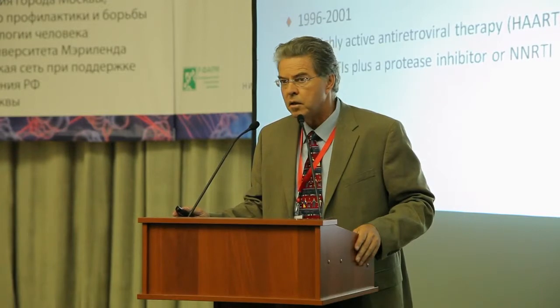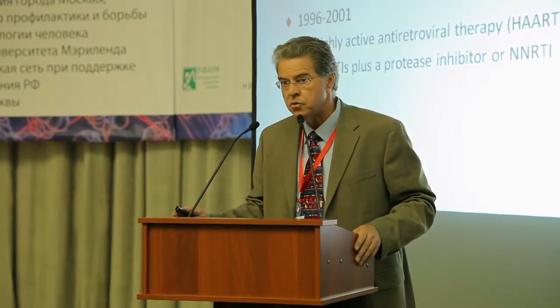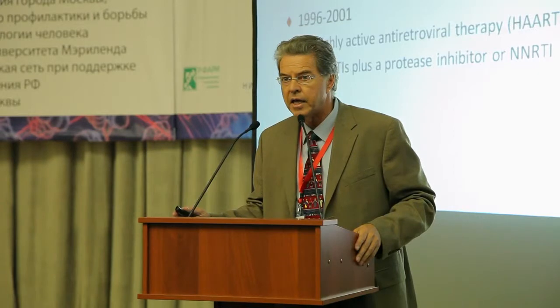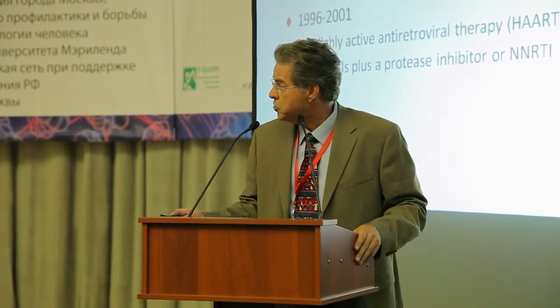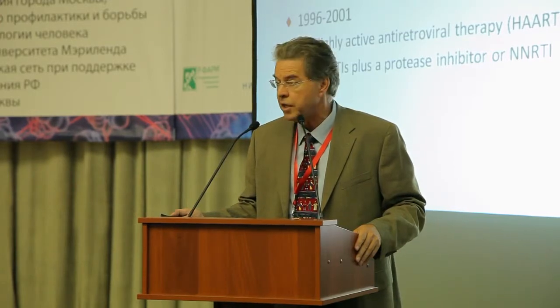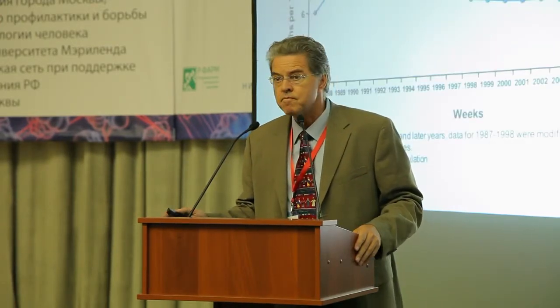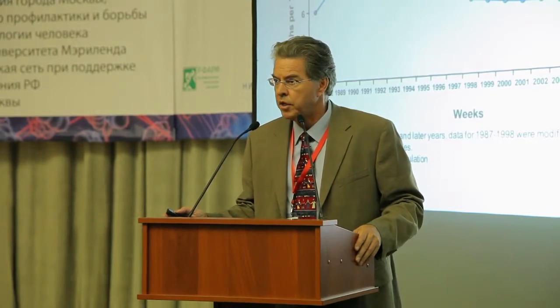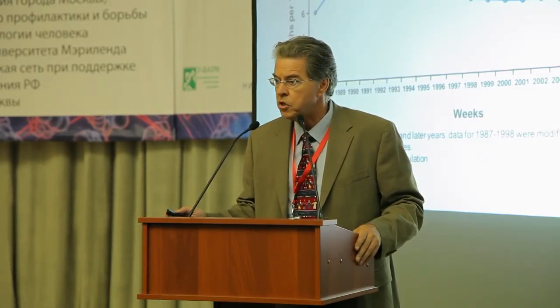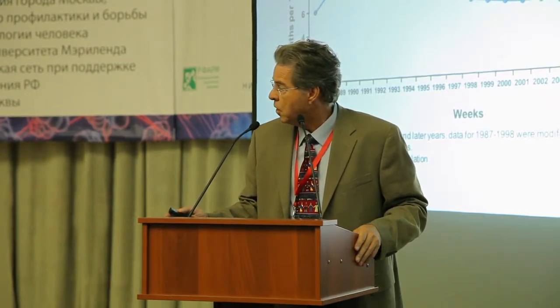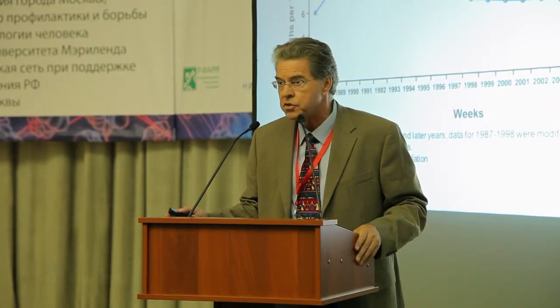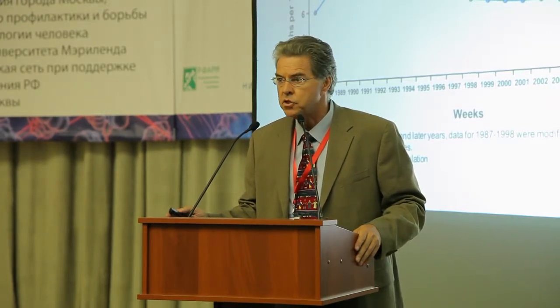This was followed from the mid-1990s to roughly 2000 with the development of highly active antiretroviral therapy. So this was the use of 3 or more agents combined to fully suppress virus replication. And it was generally 2 NRTIs plus either a protease inhibitor or an NNRTI. And this had a dramatic impact on morbidity and mortality. This is the mortality curve from the US that shows, beginning in the era of the mid-1990s to 1997 or 98, a rapid drop in the mortality associated with HIV infection.